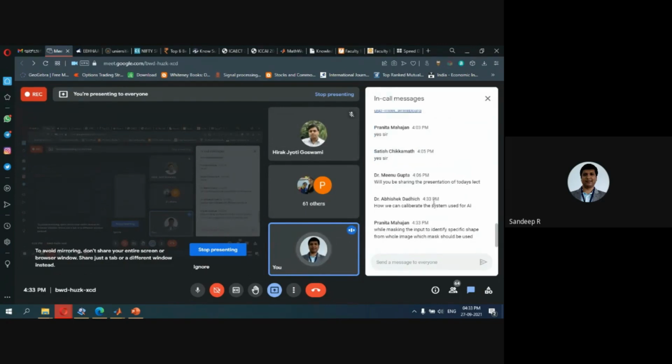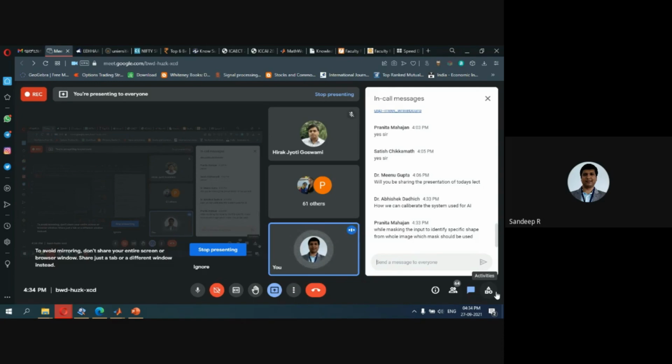How can we calibrate the system used for AI? Okay, sir, whatever I have told, deep learning is a subset of machine learning, and machine learning is a subset of artificial intelligence. When I talk about artificial intelligence, we are trying to mimic the entire system, but I have tried to work only with deep learning and a few things. But the real artificial intelligence trying to mimic the entire thing, what would be the complete setup, how do you calibrate it? No, I have not worked, so I cannot comment on it.